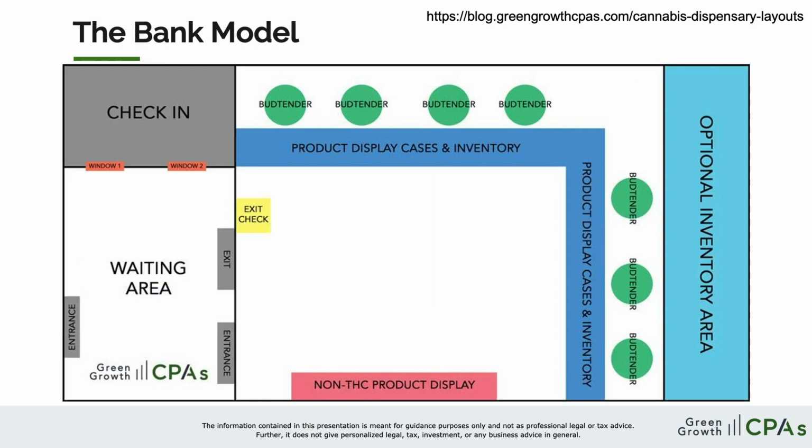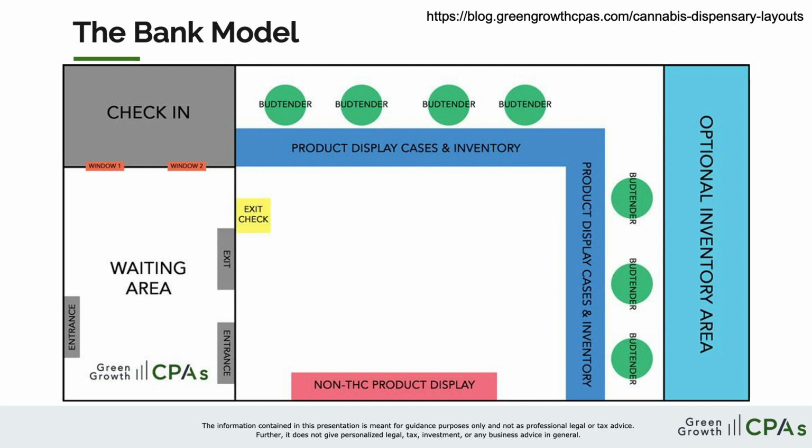On the screen now, you see an example layout of the bank model. Now on the left side, you see the check-in and the waiting area, a separate entrance and exit into the secure dispensary area, some product display cases and inventory in that darker blue area, bud tenders all around that, some non-THC product display, as well as an optional central inventory in the back of the dispensary.